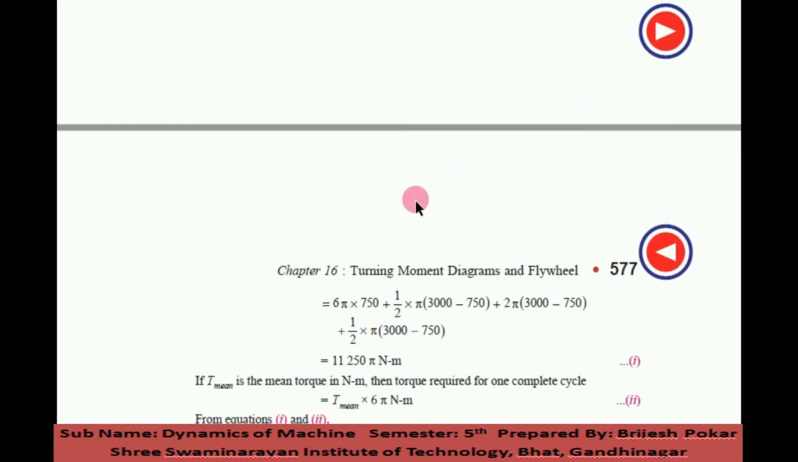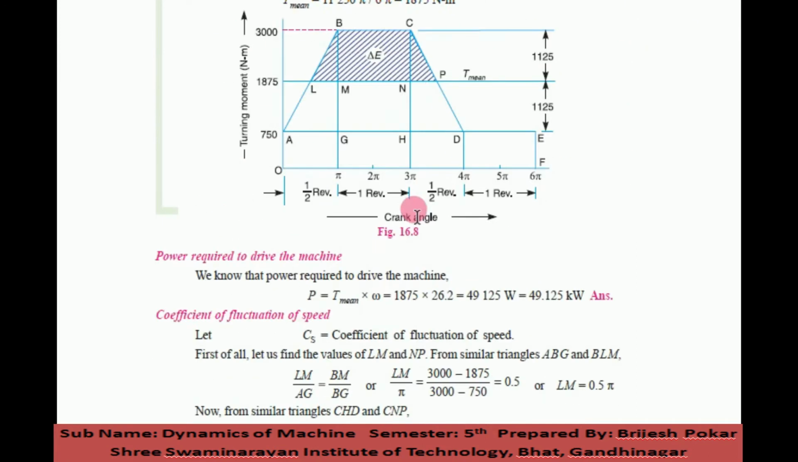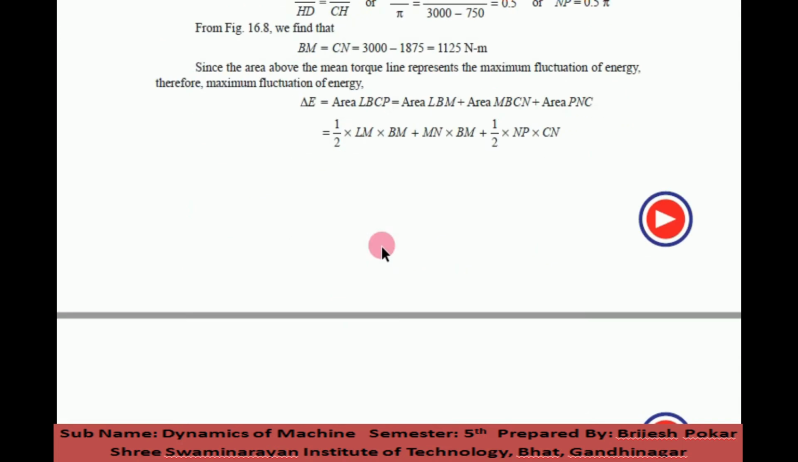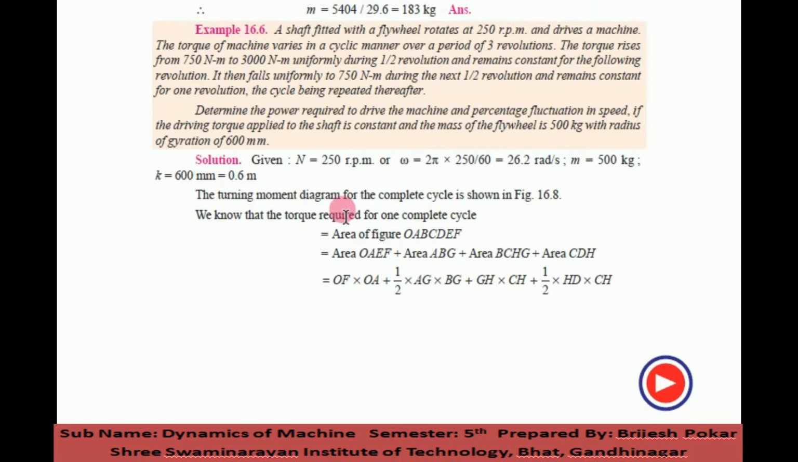This example looks somewhat difficult, but it is not so difficult. It is very easy. Once you see here, it becomes very easy. A shaft fitted with a flywheel rotates at 250 rpm. There is one shaft which is fitted with the flywheel, rotating at 250 rpm, and drives a machine.